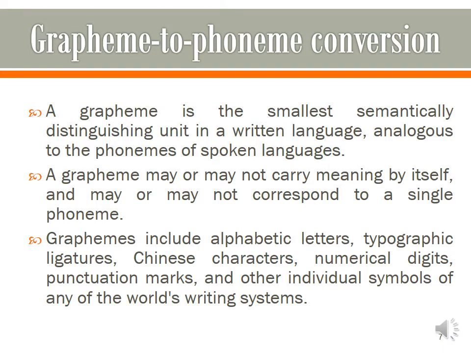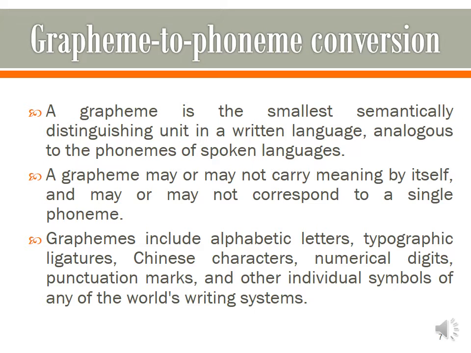Now, a grapheme is the smallest semantically distinguishing unit in a written language, and it is analogous to a phoneme in a spoken language. We have already seen this. Okay, a grapheme will usually actually not carry meaning by itself, and it may not even correspond to a single phoneme. Graphemes include alphabetic letters, typographic ligatures, Chinese characters. A whole Chinese character can be considered as a grapheme, numerical digits, punctuation marks, etc., etc.